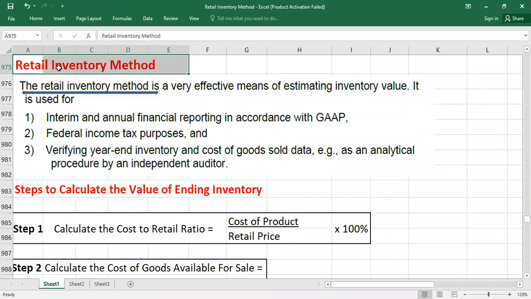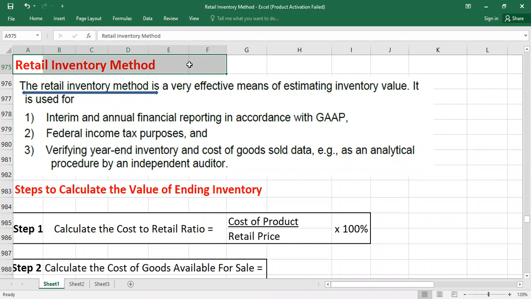Today we are going to talk about the retail inventory method. Actually, the retail inventory method is one of the methods which we can use to estimate the cost of goods sold, and we can also use this method to calculate the cost of closing inventory. So overall, we can use a retail inventory method.